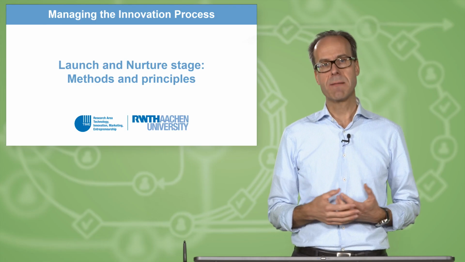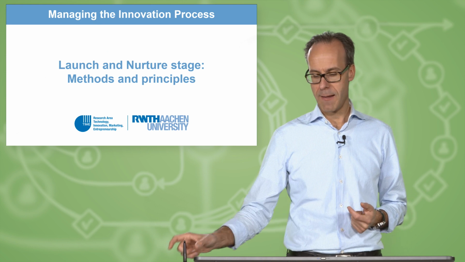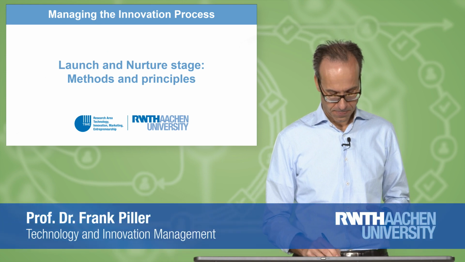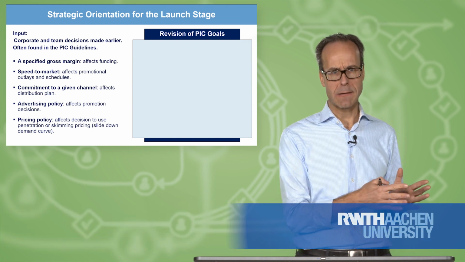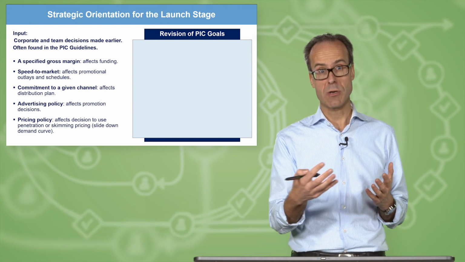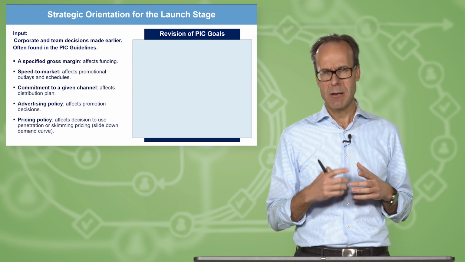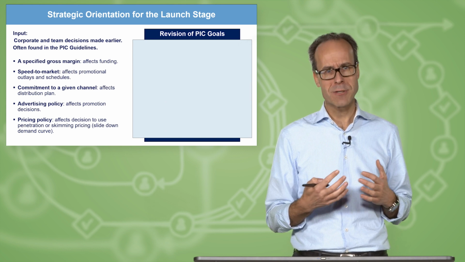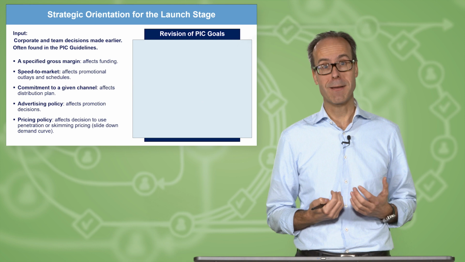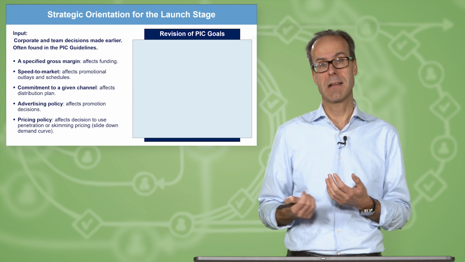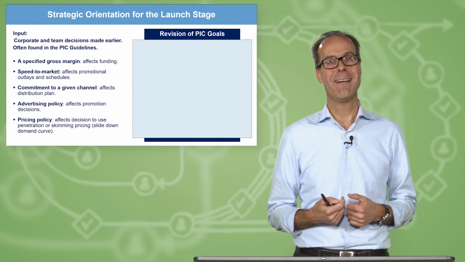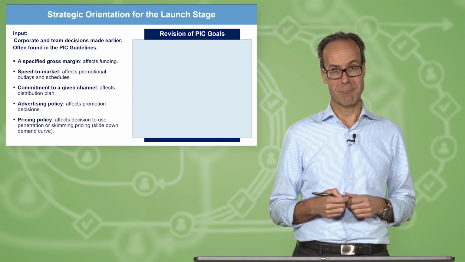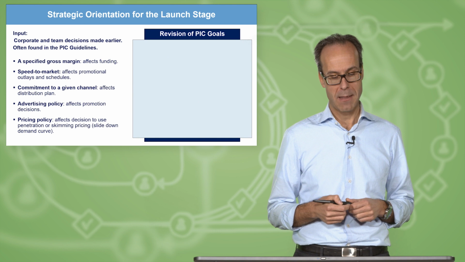Finally, some methods and principles of the launch stage. We saw already what launch is. We saw what adoption and diffusion is. We learned quite a lot about different factors and characteristics of the product and the customer, the market, that may influence the adoption and diffusion rates of a new product.